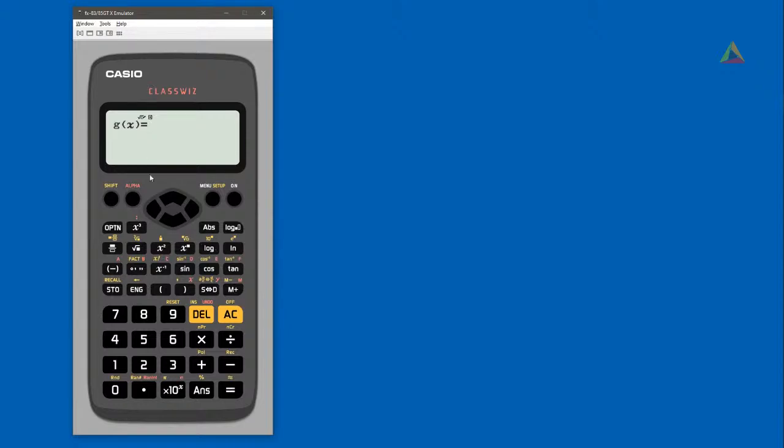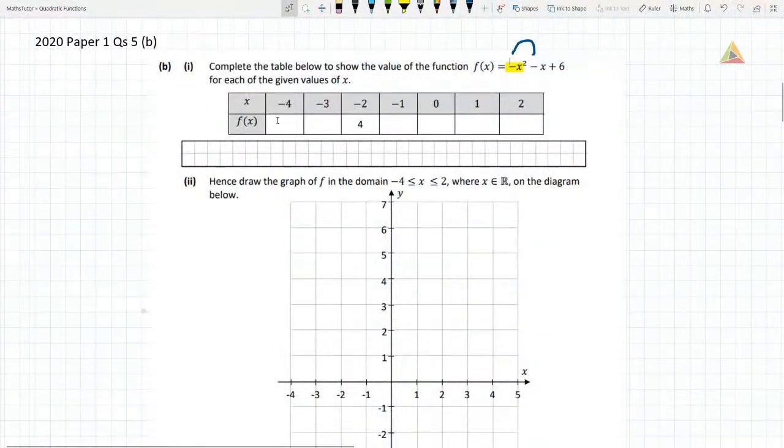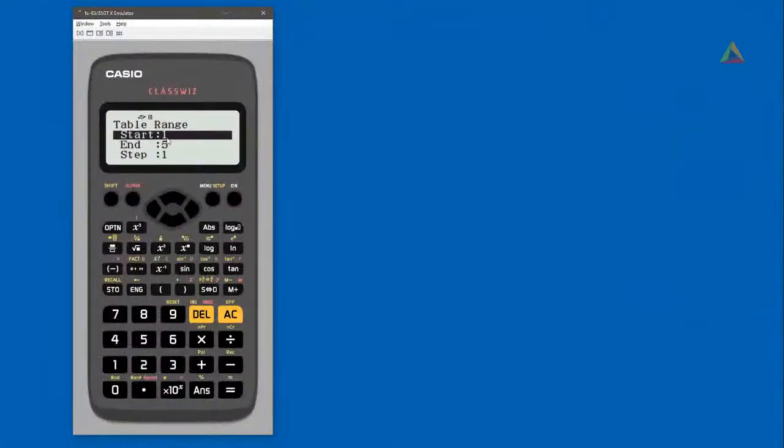So we press equals. The new version of the calculator then says, do you want to put in another function? So g of x. I don't for this one, so I'm just going to skip over that by pressing equals. And then it asks me where I want to start. So we just have a quick look. Where did the table start? The table started at -4 and the table finished at 2. So they're going to be my start and end. So I want to start at -4 and I press equals to tell the calculator that. And I'm going to end at 2 and I tell the calculator that.